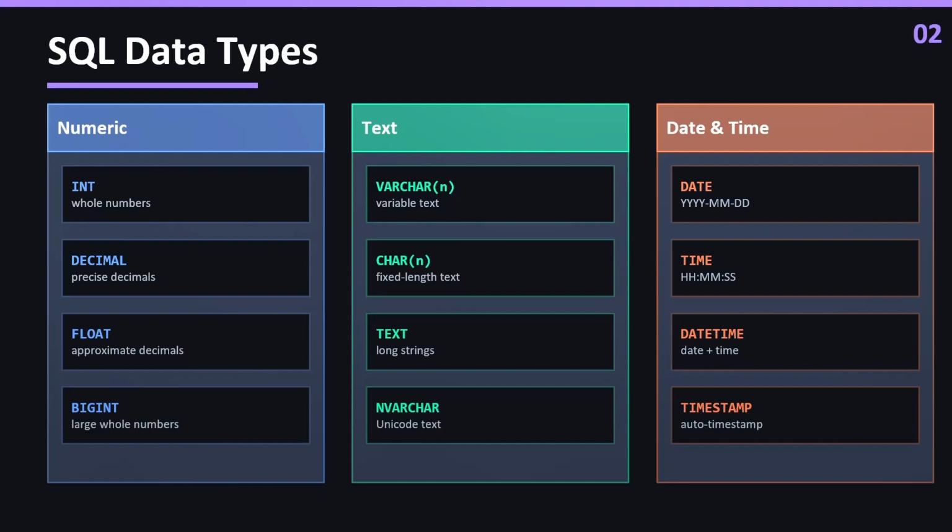Let's go to date and time. Date for just the date, and time for hours and minutes. Datetime for both. Timestamp automatically records when something was added or changed. Choosing the right data type is super important. It saves space and makes your database faster.